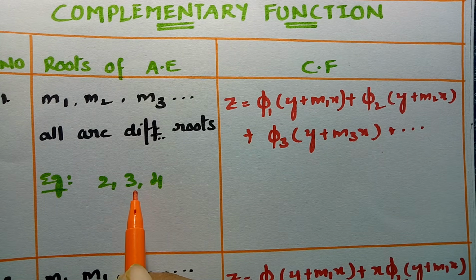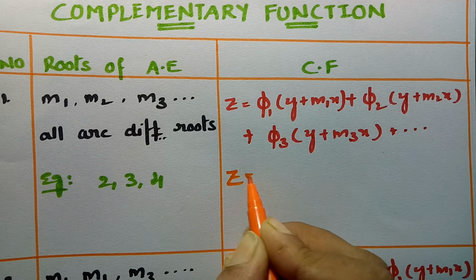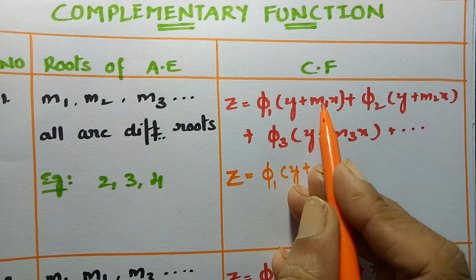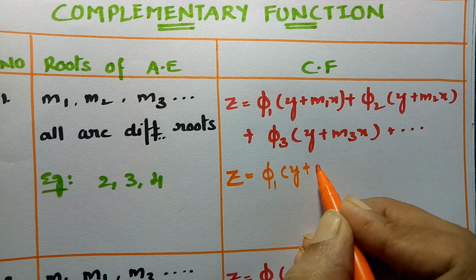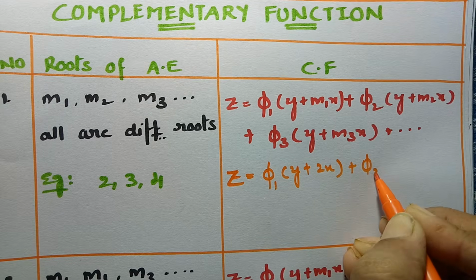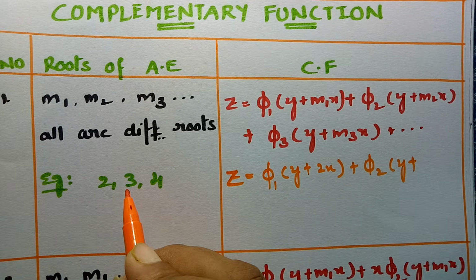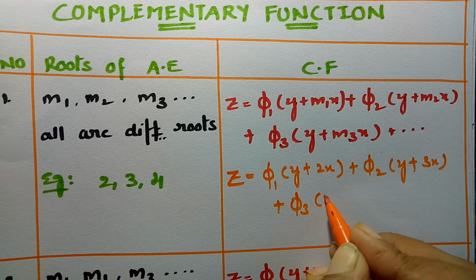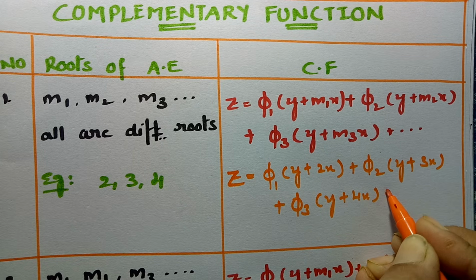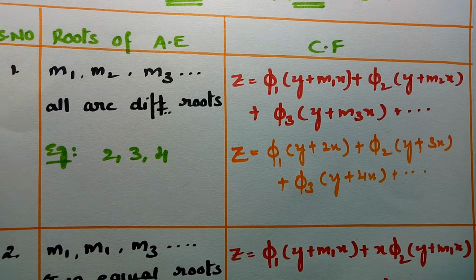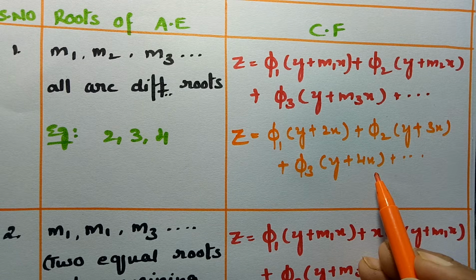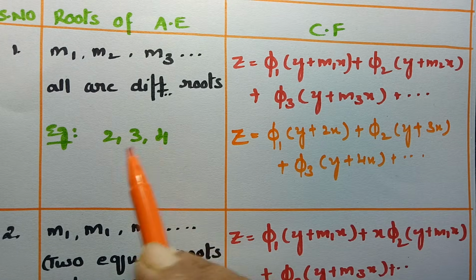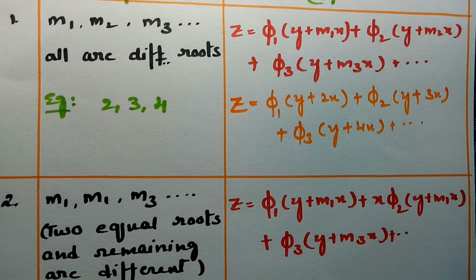Now for 2, 3 and 4, the complementary function will be z is equal to phi 1 of y plus, what is m1 here? m1 is nothing but 2, that is 2x, plus phi 2 of y plus 3x, plus phi 3 of y plus 4x, plus and so on. So if they are different roots, we have to take different functions and write in this form. This is the general form. Here you can take any kind of roots.